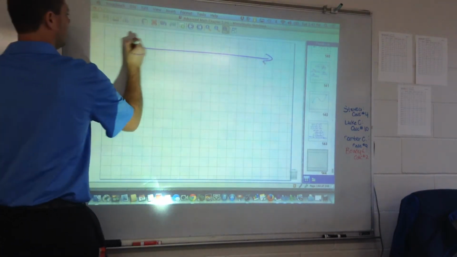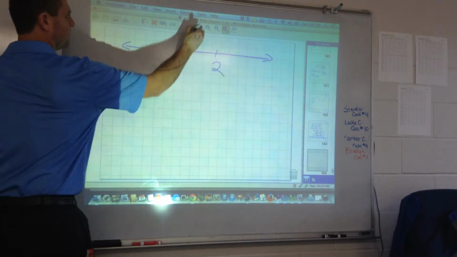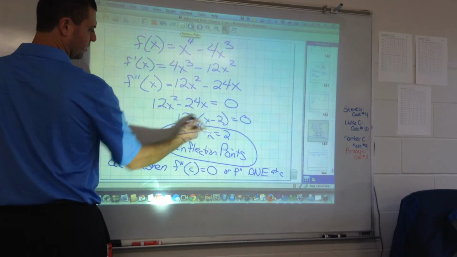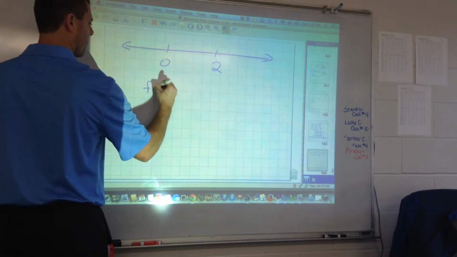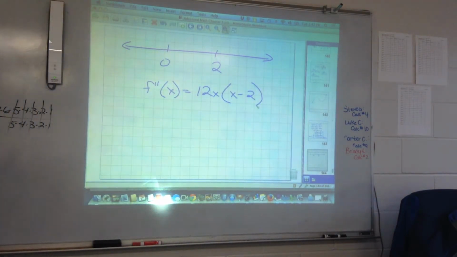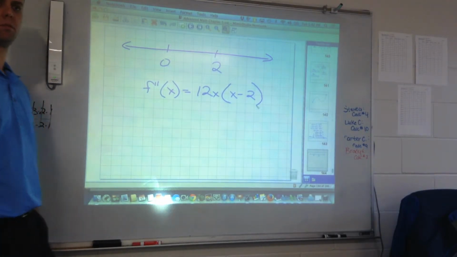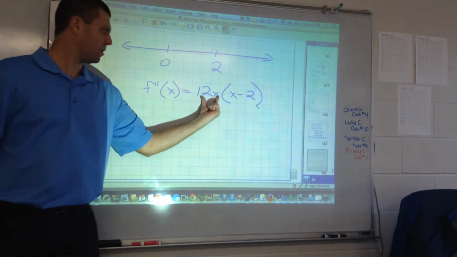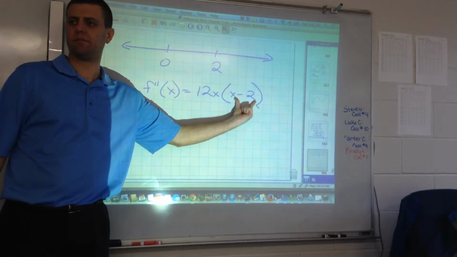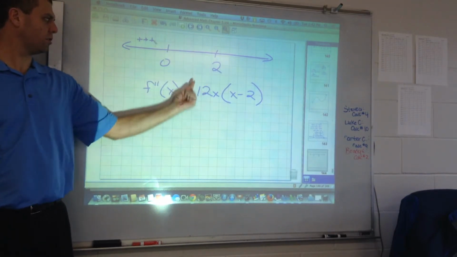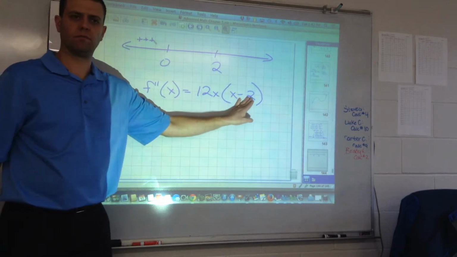Okay, so we had 0, we had 2. My second derivative, I'm going to write it this way, was 12x times x minus 2. Again, I'm going to test points. If I plug in a negative number, that's a negative, that's a negative, which is a positive. So therefore positive. Between 0 and 2, I'll just test 1. Positive, negative, negative.